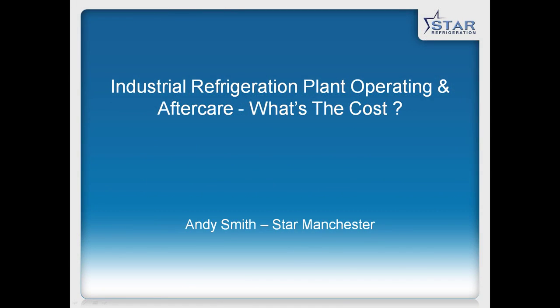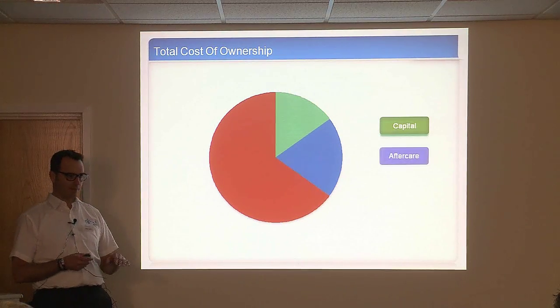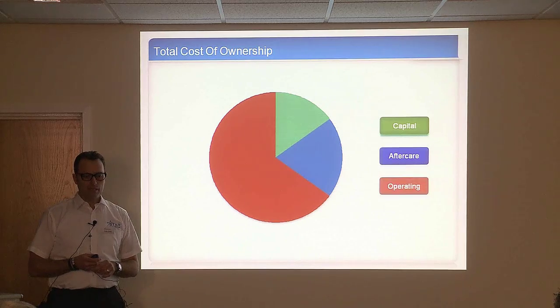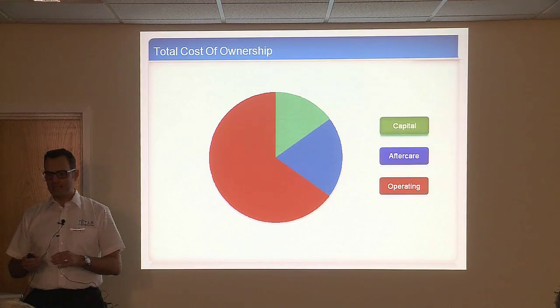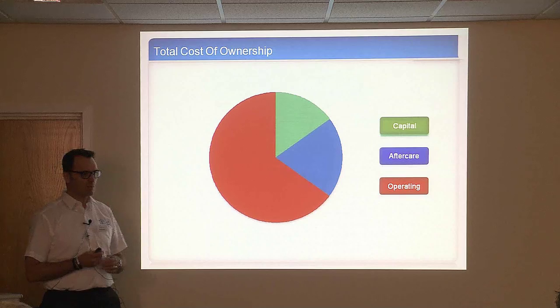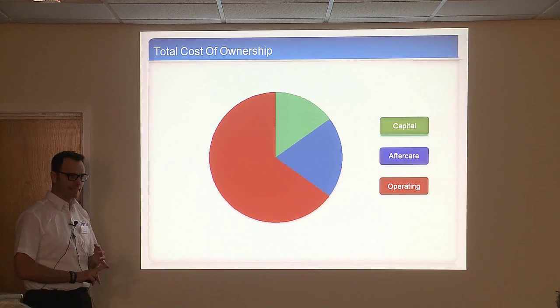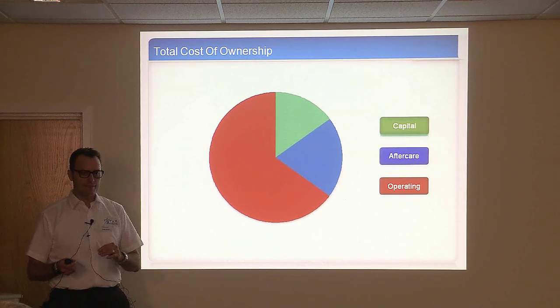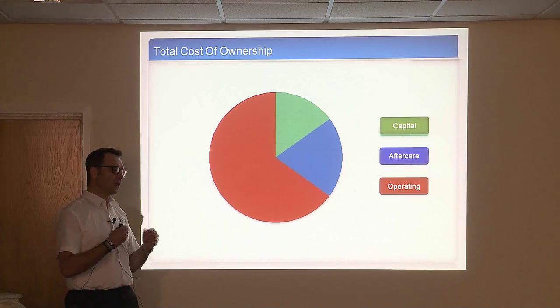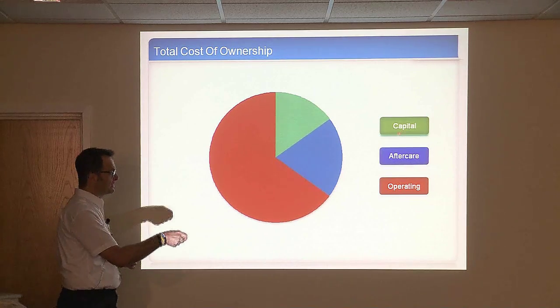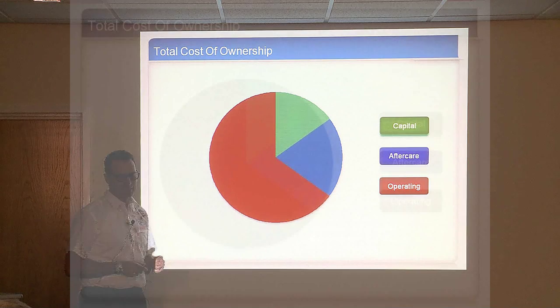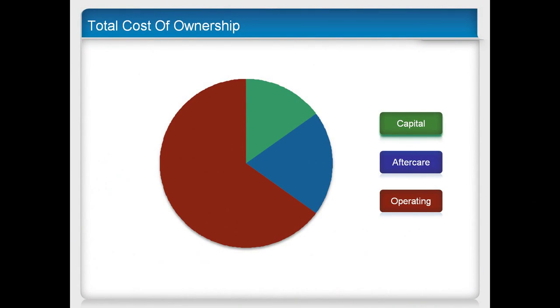And probably one of the most used slides that we're going to talk about today is obviously the total cost of ownership of a plant, whether that's an industrial plant. Some of this can be scaled down to a lower level. And what's quite interesting for the first three presentations, whether it's refrigerant choices, equipment selection, or how we use that heat, a lot of that time is talking about this first section here: how do we choose that capital? What do we choose? What specification?